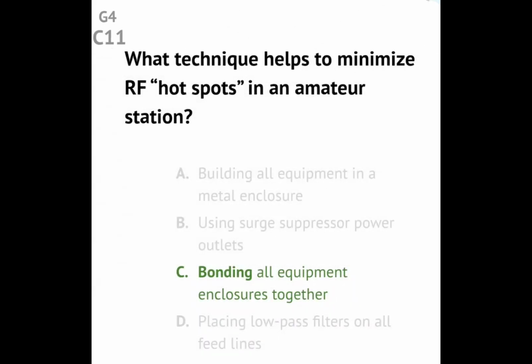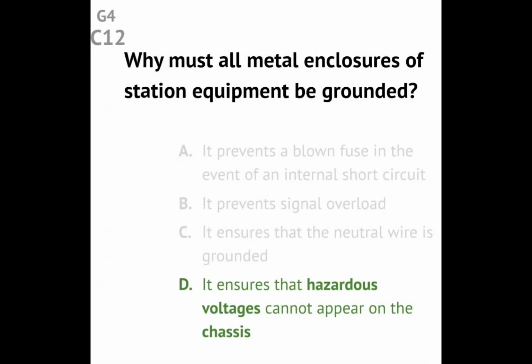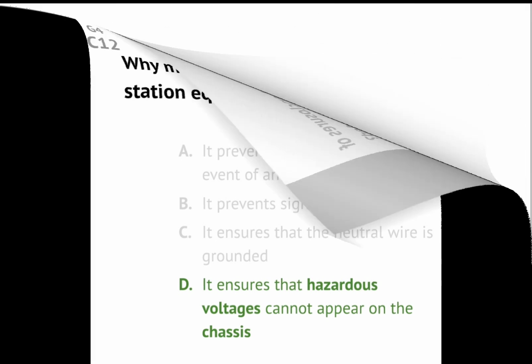Question G4C11. What technique could help to minimize RF hotspots in an amateur station? Answer: bonding all equipment enclosures together. Question G4C12. Why must all metal enclosures of station equipment be grounded? Answer: it ensures that hazardous voltages cannot appear on the chassis.